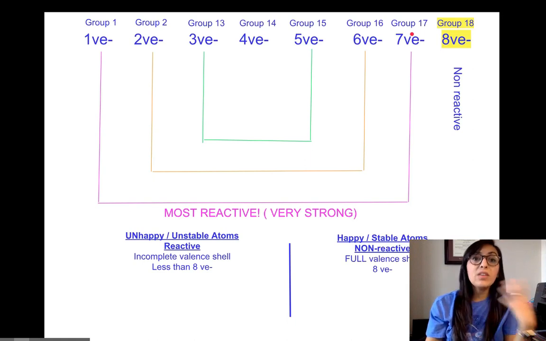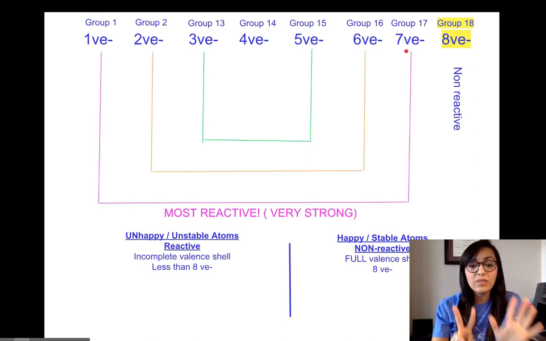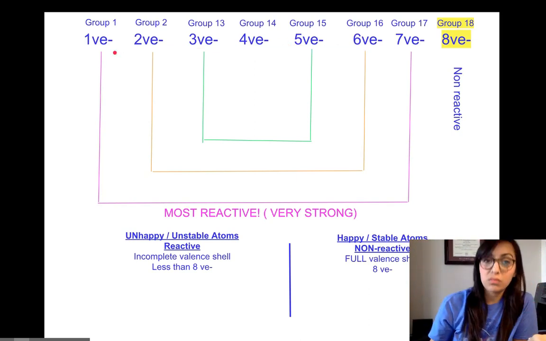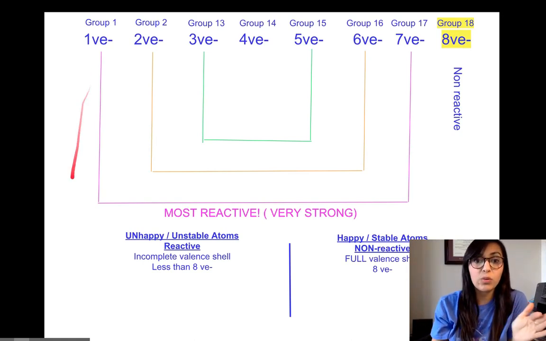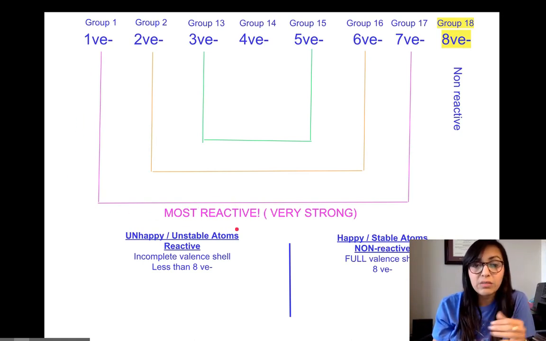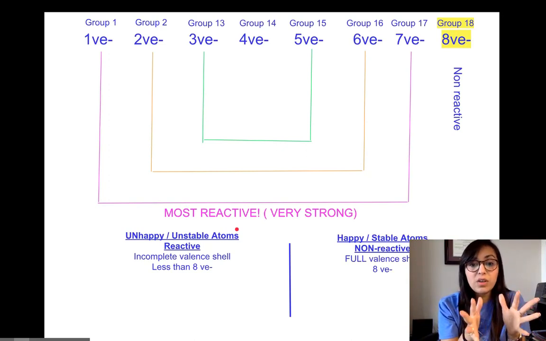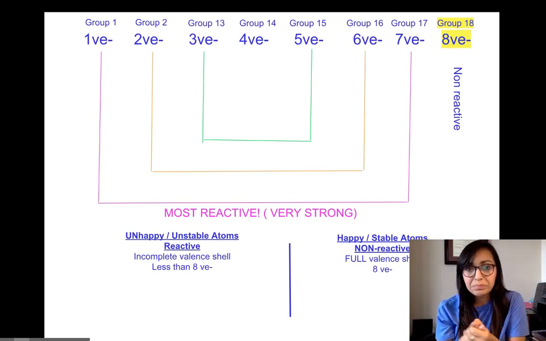But for the other atoms, they need to bond with somebody else to get 8. So group 17 has 7 valence electrons. It just needs 1 more, so it's going to bond with group 1. Easy. Group 17 and group 1, those are your most reactive atoms. They create the strongest reactions. Group 17 and group 1, it's like they're made for each other.